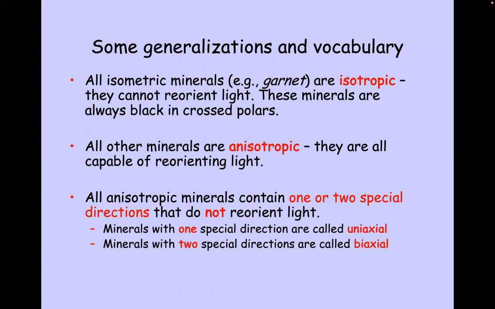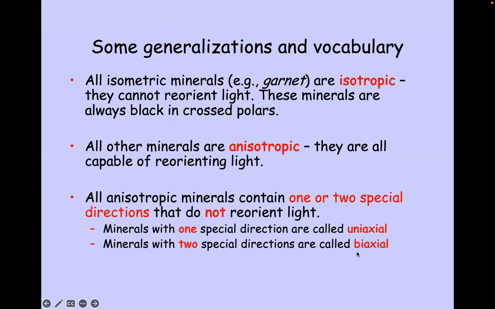If a mineral has only one such direction, it can be named a uniaxial mineral, because there is a special orientation axis. And some minerals contain two such directions. Such minerals are called biaxial minerals, right?